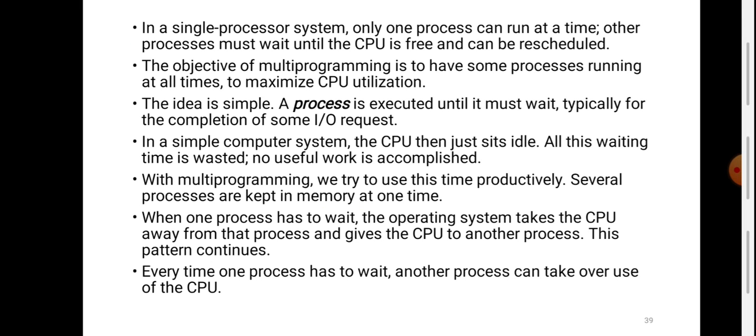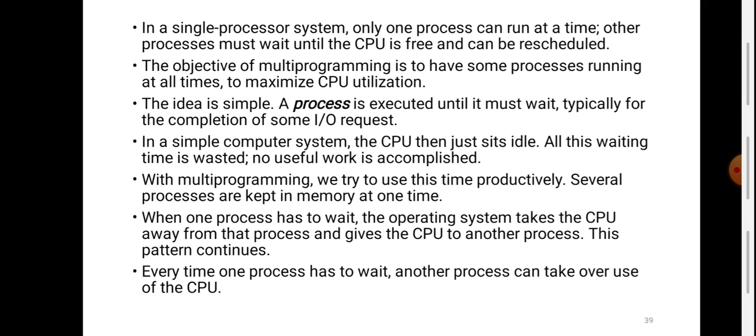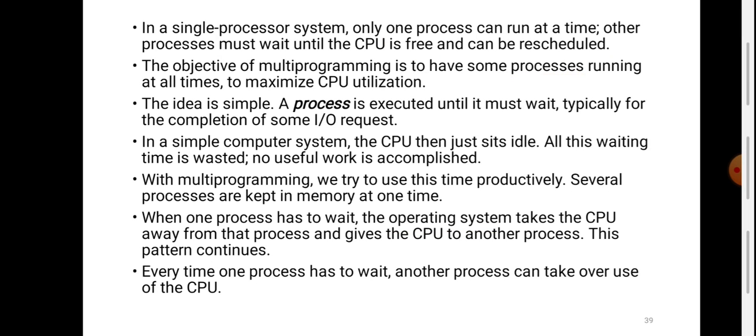The main primary goal of multiprogramming is to have some processes running at all times to make the best use of the CPU. That is, to have n number of processes in the same CPU, and all those processes should keep on running all the time so that we can make the best use of the CPU. The idea is very simple here.